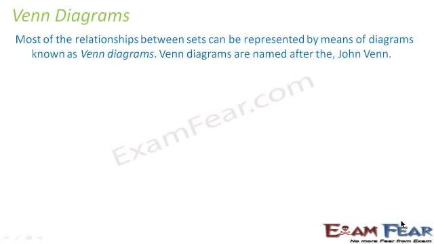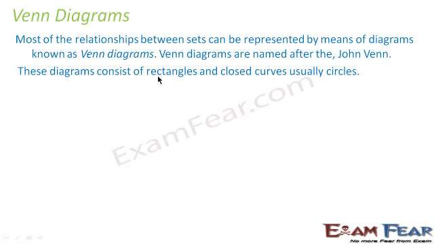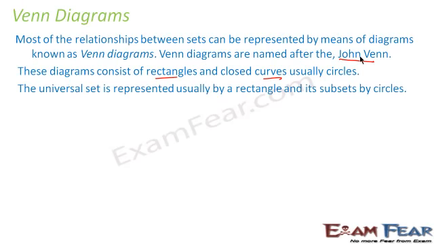Venn diagrams. What are Venn diagrams? Most relationships between sets can be represented by means of Venn diagrams. But what are Venn diagrams? These are diagrams with rectangles and closed curves, and this is named after John Venn. The universal set is usually represented by a rectangle and its subsets by circles.